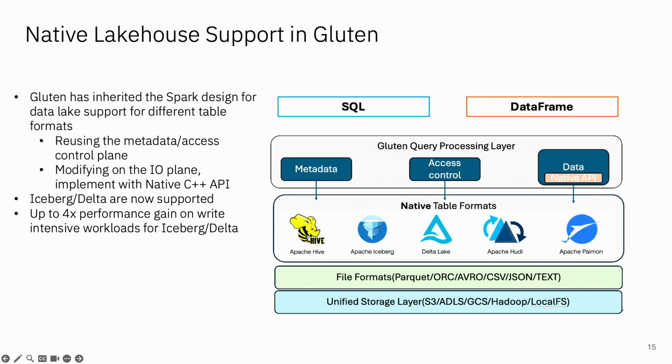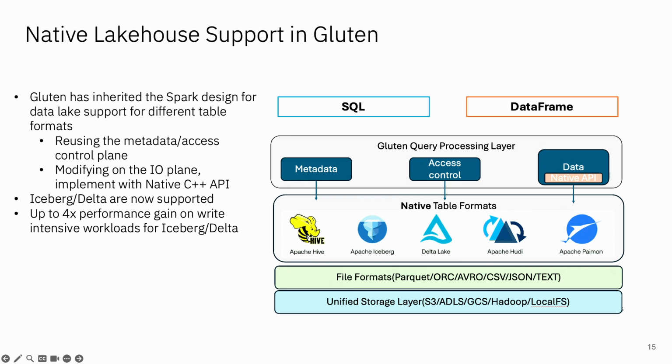Yep. So the next one is native lakehouse support in Gluten. Gluten has inherited the Spark design for data lakes. In Spark, they have a very unified design for different data lakes like Iceberg, Delta, and Hudi. And Gluten can inherit from that, so we have a chance to unify the design for all of those data lakes, because we only need to implement the APIs that Spark provides.